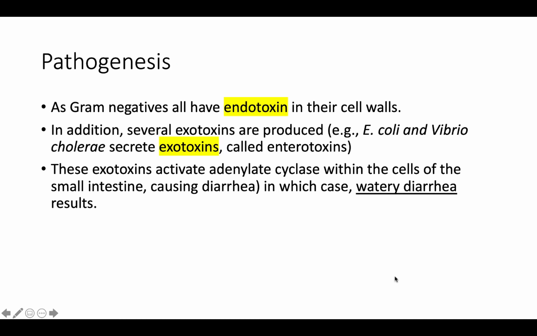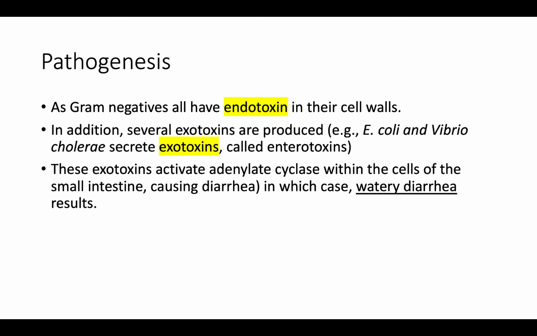So, pathogenesis: as gram negatives, they all have endotoxin in their cell wall. So if they gain access to the blood and they get destroyed, they will cause sepsis. In addition, several exotoxins are produced by these members, especially E. coli and Vibrio. E. coli has the heat-labile enterotoxin, and Vibrio has another exotoxin. Both of them are called enterotoxins because they exert their action on the enterocytes.